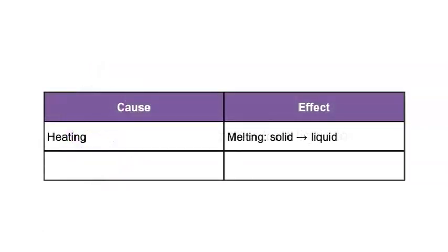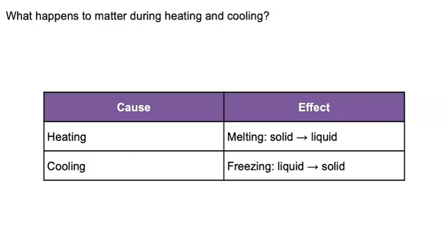Let's add cooling to our cause and effect chart. We will write cooling in the cause column. And what is the effect of cooling? If we cool a liquid to a low enough temperature, the effect of cooling is freezing, when a liquid turns to a solid. Let's observe more changes to the water as we continue to investigate the question, what happens to matter during heating and cooling?